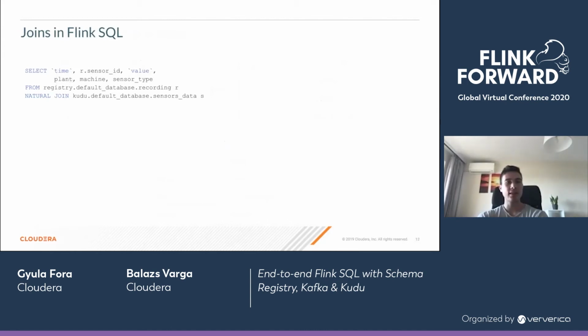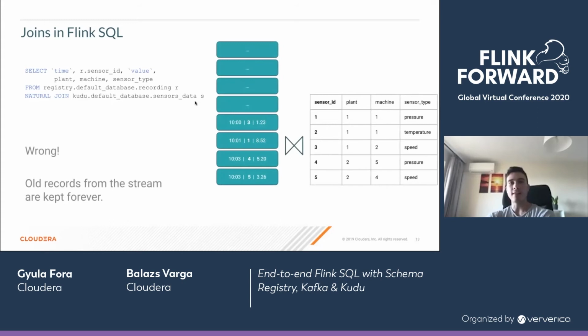So if in Flink SQL we were trying to write something similar to the join we saw on the previous slide with the fields used in our use case, our first try might be something like this, that we want to select every field from these two tables joined using the natural join. You can see that one of the tables comes from the Schema Registry Catalog and the other from the Kudu Catalog. So this approach looks very nice, but unfortunately it is wrong, and our application would crash after a few minutes or hours if we were trying to use this.